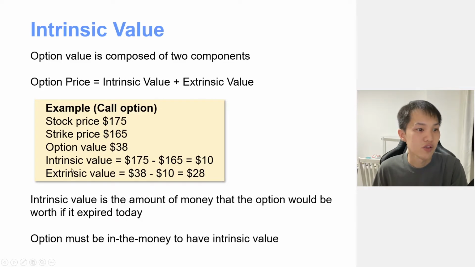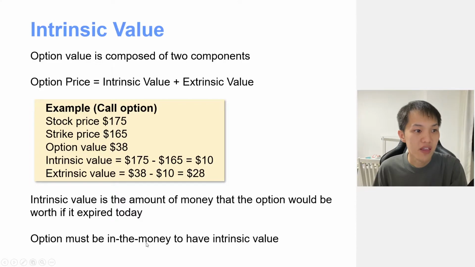So how do we calculate the intrinsic value? First, we take 175, which is the stock price, minus 165, and we get $10. What it means is that if the option expires today, we pay 165 to acquire something that is worth 175. So the difference, which is $10, is called the intrinsic value. And if we take the option value of 38 and subtract the intrinsic value, then we get the extrinsic value, which is 28 here.